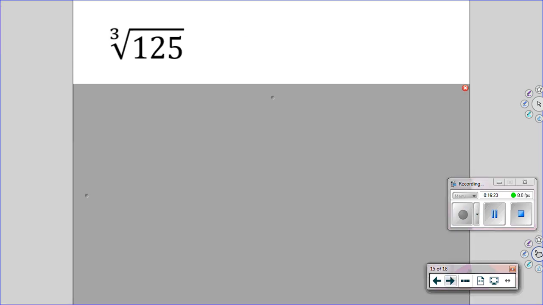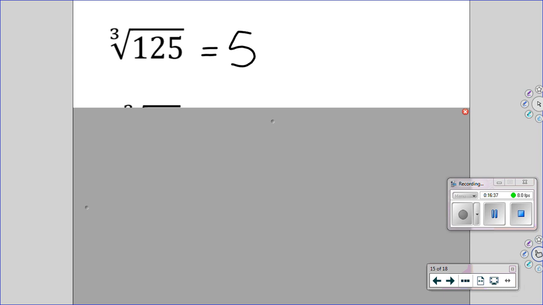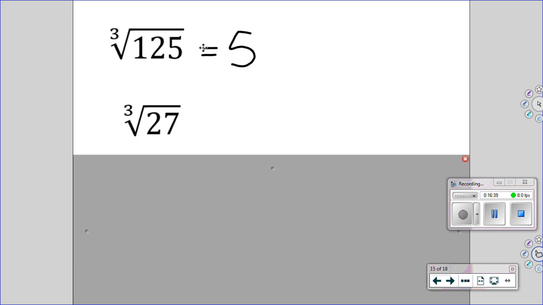All right, so let's do some examples. Please write this problem down. The cube root of 125. What is the cube root of 125? And that's 5. Very good. Please write this example down. Next, what is the cube root of 27? 3. Good job.